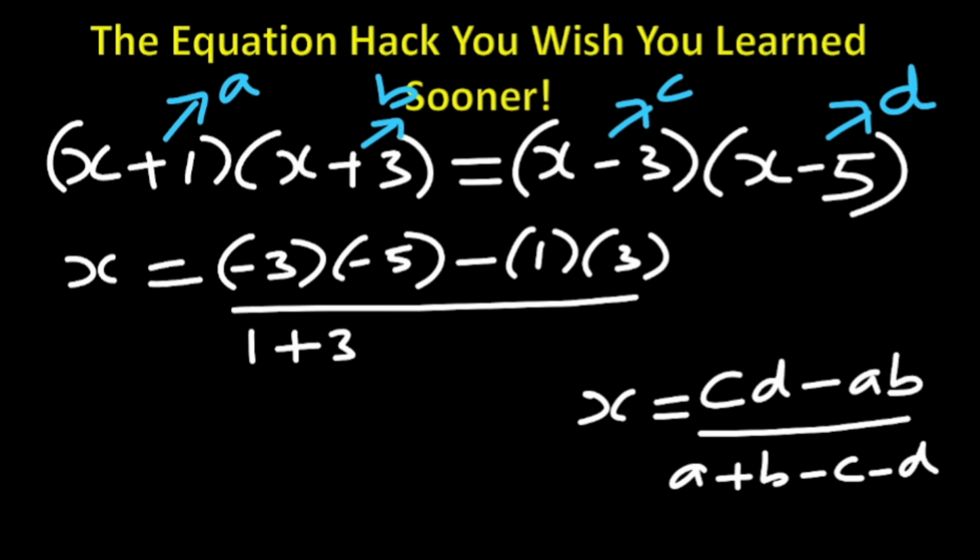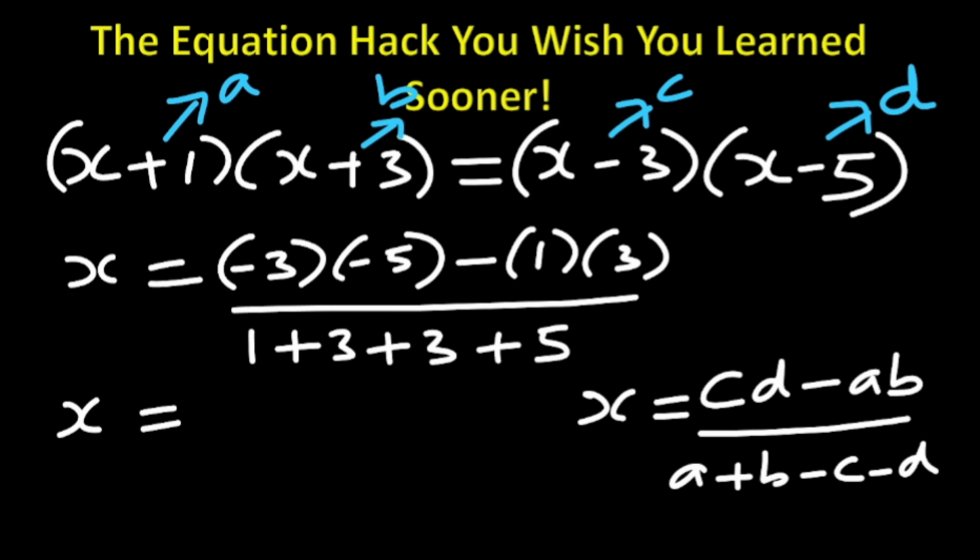You see C value is negative 3, so the formula says minus C, minus of a negative becomes positive, that becomes plus 3. Again you have minus D, D is negative 5, minus of a negative becomes positive, so you get plus 5. Alright, so now let's simplify this.